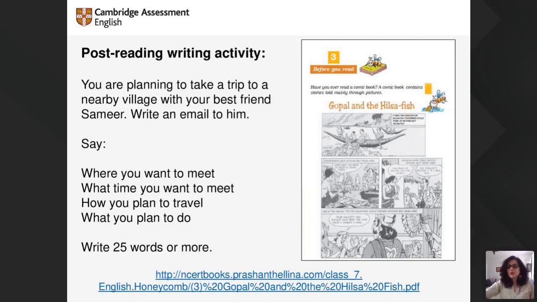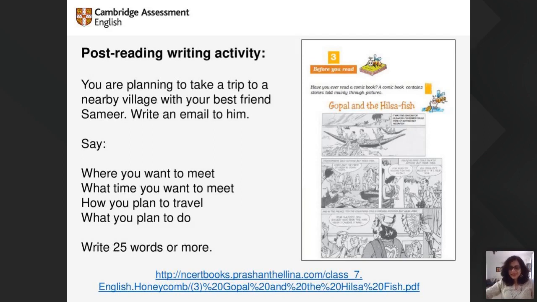So this could be a post-reading writing activity. So post-reading is after having read this unit, this could be a writing task. And the task goes like this. You are planning to take a trip to a nearby village with your best friend Samir. Write an email to him. Say where you want to meet, what time you want to meet, how you plan to travel, what you plan to do. Write 25 words or more, right?